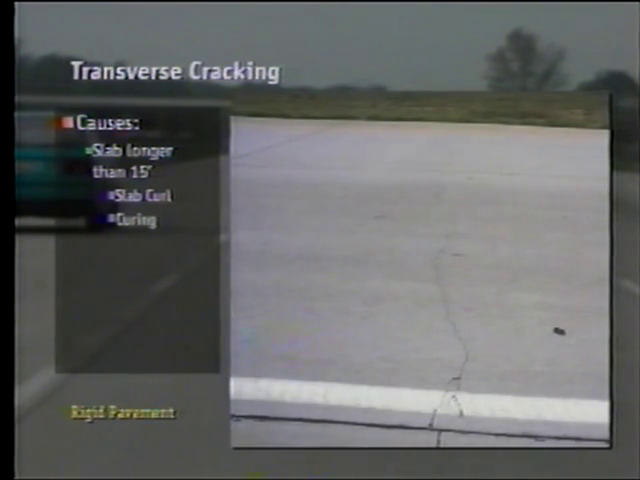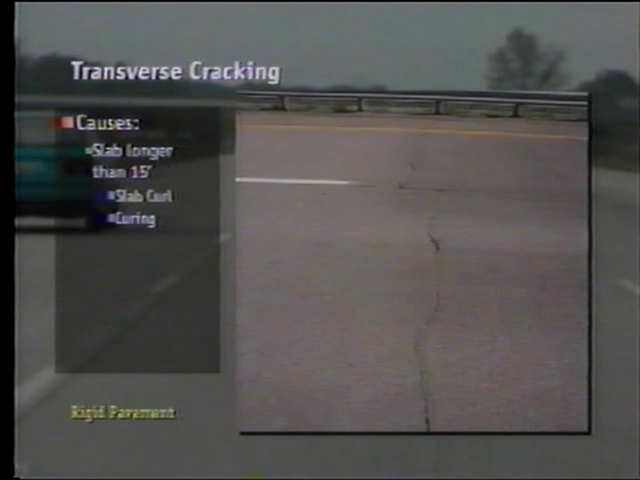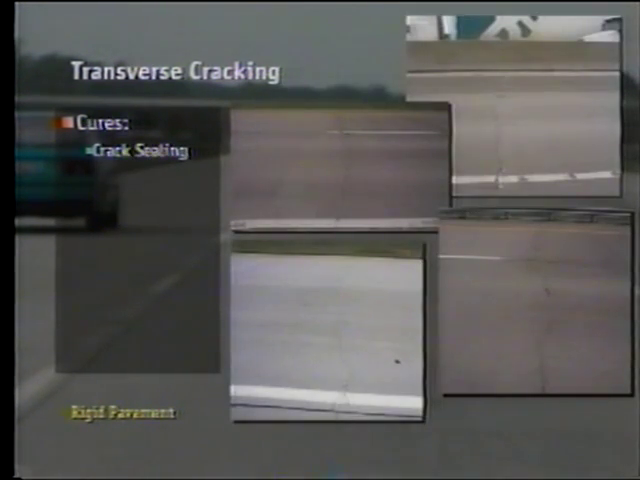For slab curl, temperature gradients in the slab create a cantilever effect that will crack the slab with load. And for curing, as moisture cures out of a slab, the volume decreases. Without contraction joints or saw cuts, cracking is inevitable. Several cures can be applied to transverse cracks in concrete, including crack sealing, full-depth rigid repair, and dowel bar retrofit.